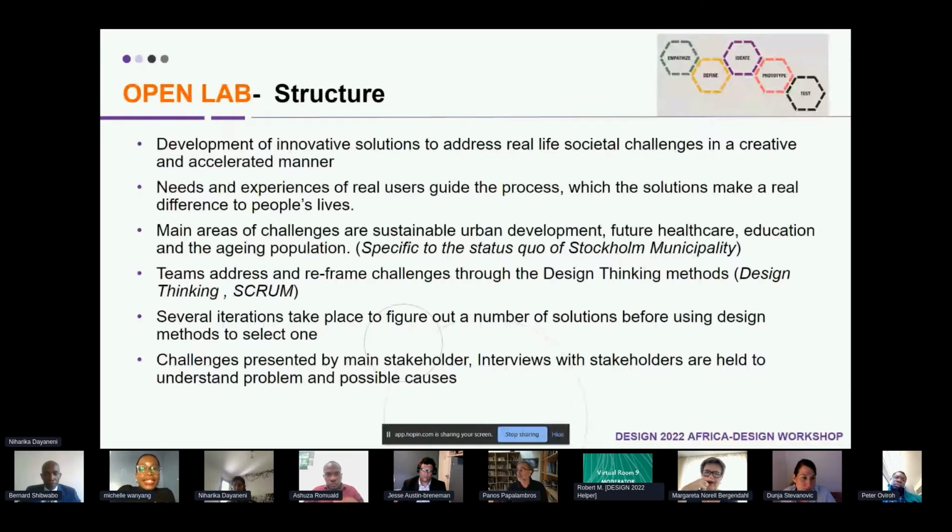Some of the examples we led: one, the Stockholm City Council was trying to understand how they could make Stockholm livable or attractive to people from the region, for example, from Europe. Most of the areas that I usually covered in this course would be sustainable urban development, healthcare, education, and the aging populations. If you notice, these are problems that are inherently specific to Stockholm municipality. This would be different if it was being done in other regions.